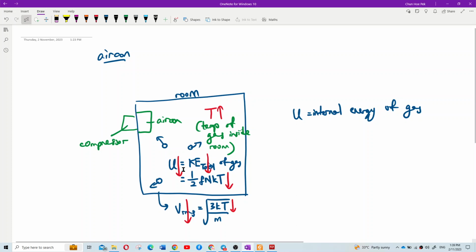So how do I achieve this? How do I lower down the internal energy of gas? That means I must take energy out. That's a function of the aircon. I must take the energy out, isn't it, class?